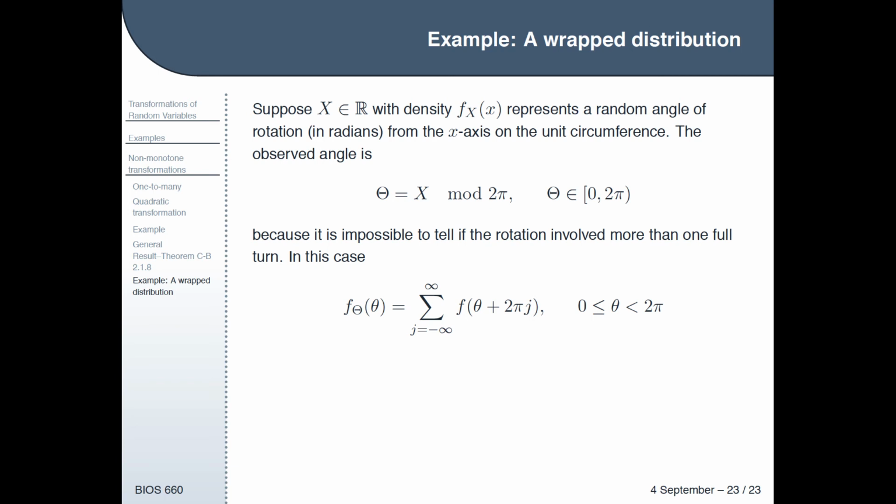So, in this particular case, to find the density function, you just invert that on every single one of these possible intervals. If you're in the interval 0 to 2 pi, then you don't need to add anything to it. If you're in the interval 2 pi to 4 pi, then you need to add 2 pi to whatever you observe. If you're in the interval 4 pi to 6 pi, then you need to add 4 pi, etc. So to get this density, you just take the sum over all possible j's.